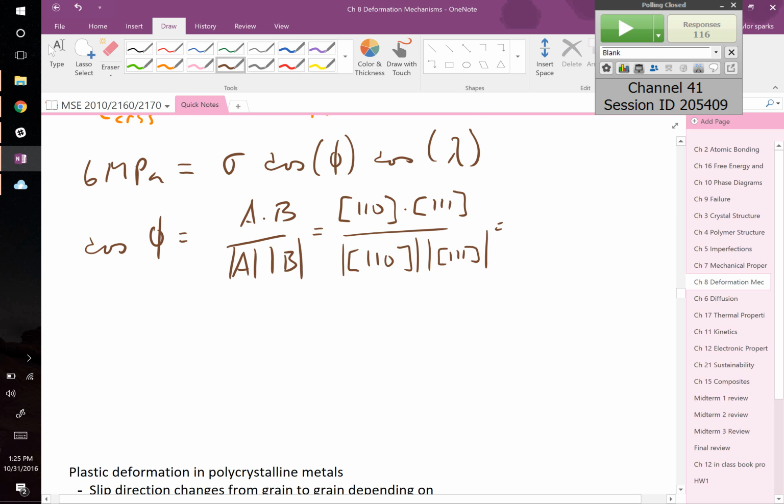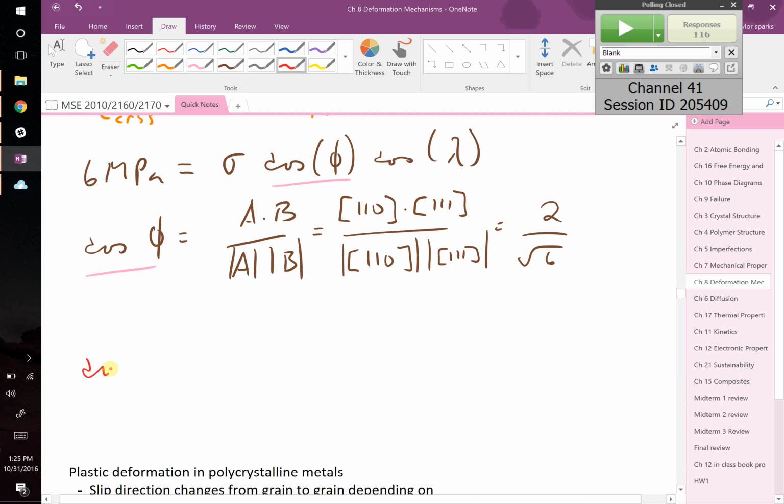When I do that, I find that that is equal to 2 over square root of 6. Now what's great is you don't actually have to solve for the angle itself, because in this equation up here, all it wants is the cosine of that. We just solve for the cosine. So you don't actually have to plug in the angle if you don't want. Save yourself the mathematical step there.